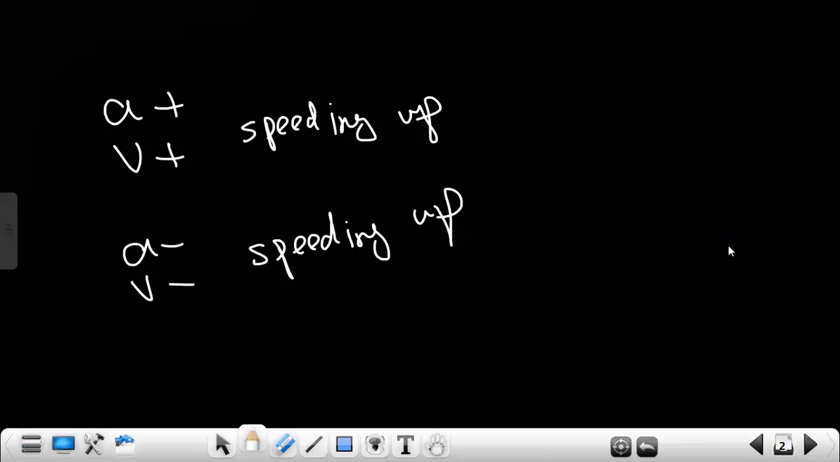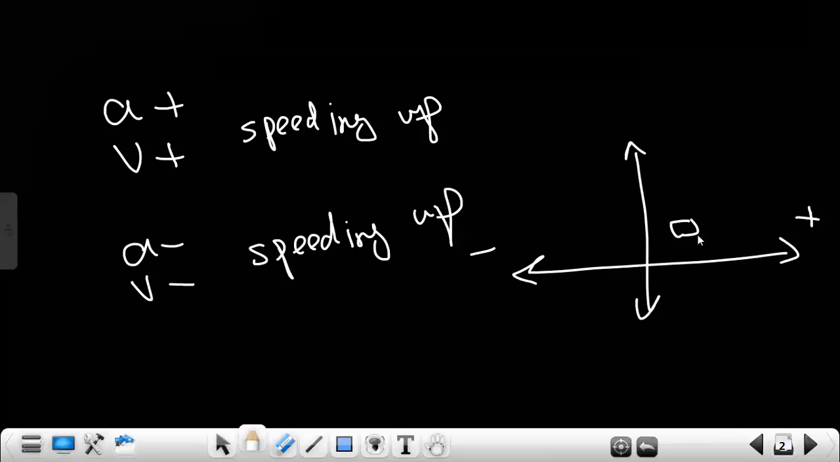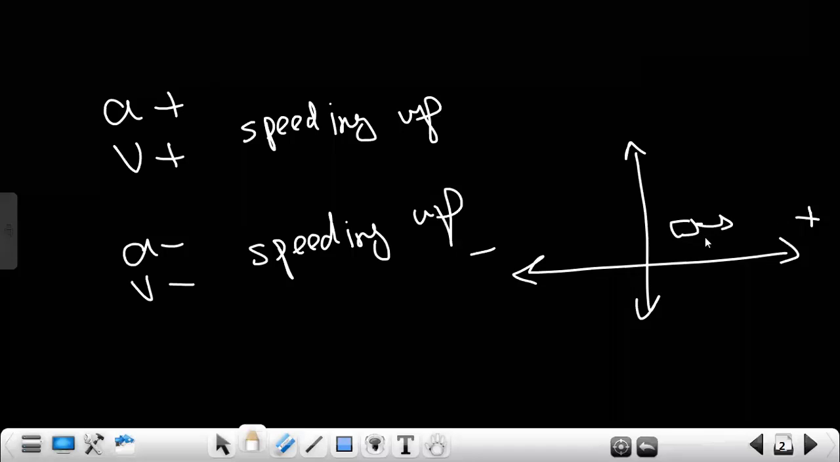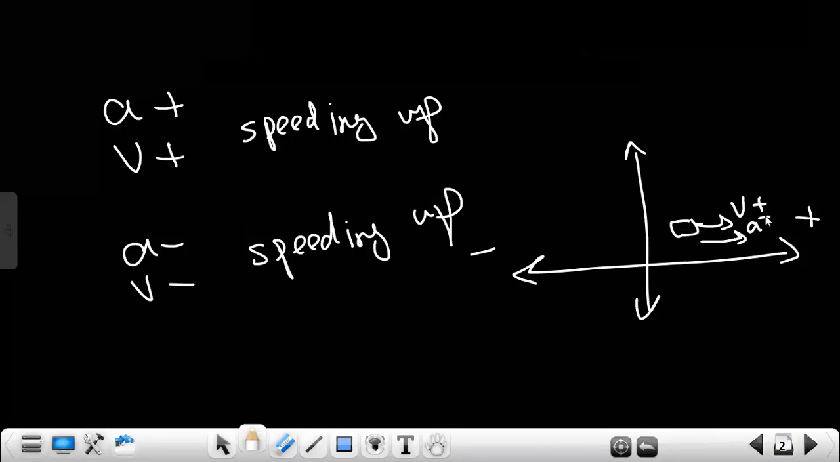How could this happen? If this is our coordinate system, with this positive direction and this negative direction, and we have a car moving in this direction and increasing its speed, both velocity and acceleration are in the positive direction. But maybe the car is moving from the origin to the left, east or west, so the velocity is negative and the acceleration is also negative. Both have the same direction, negative, negative or positive, positive, so it means the object is speeding up.